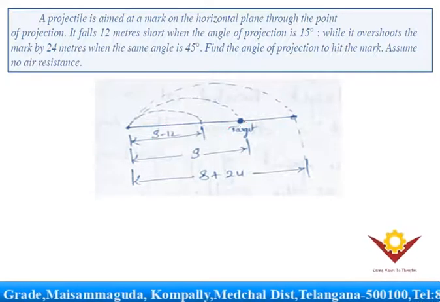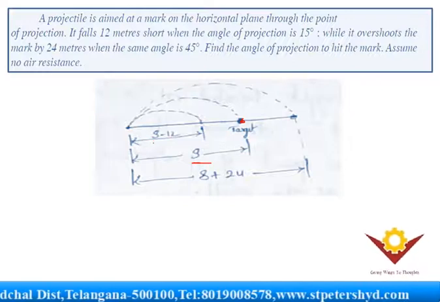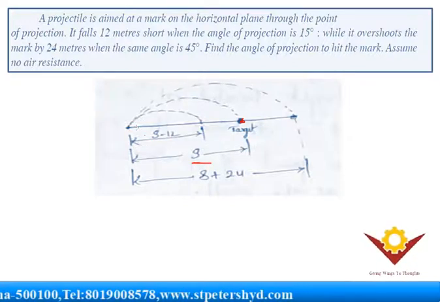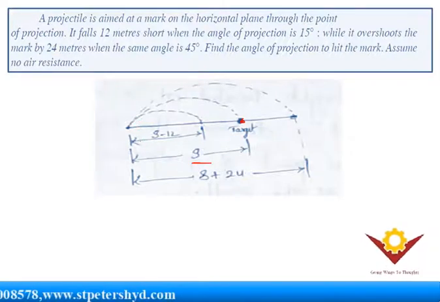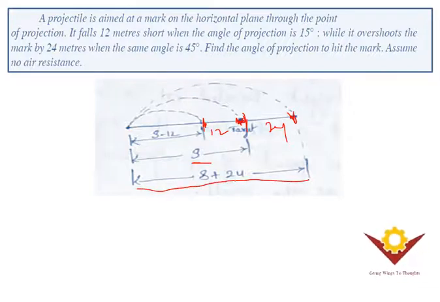See here, this is your actual target, which is of distance S. This is the first case, when your angle is 15 degrees. When your angle is 15 degrees, it falls short by 12 meters. From here to here, it is 12 meters. So the distance from here to here is S minus 12. Now it overshoots the target by 24 when the angle is 45 degrees. So the total distance is S plus 24.